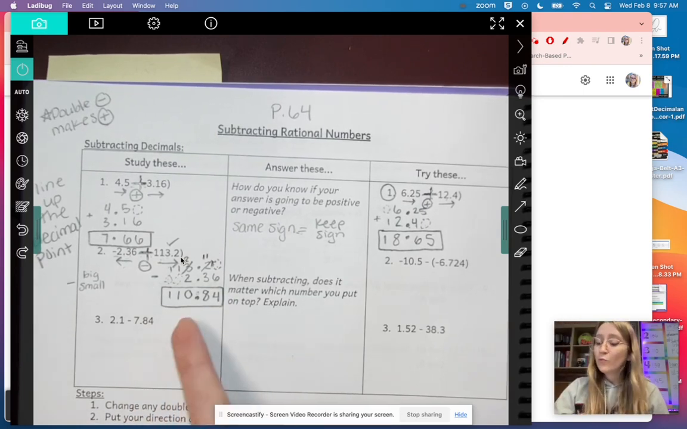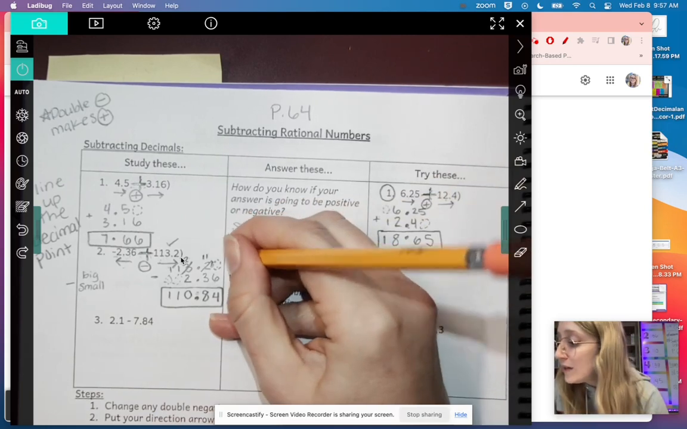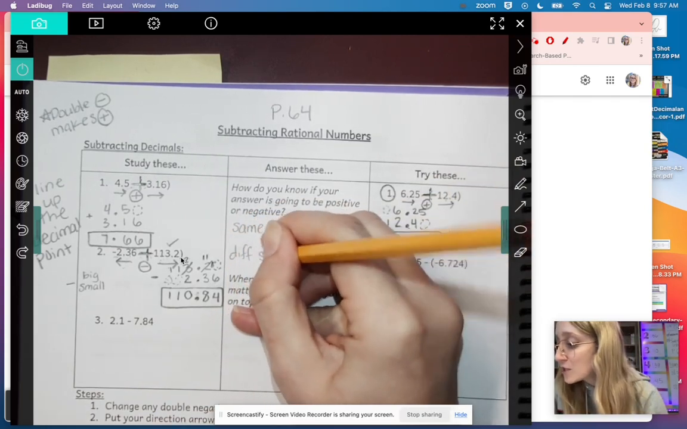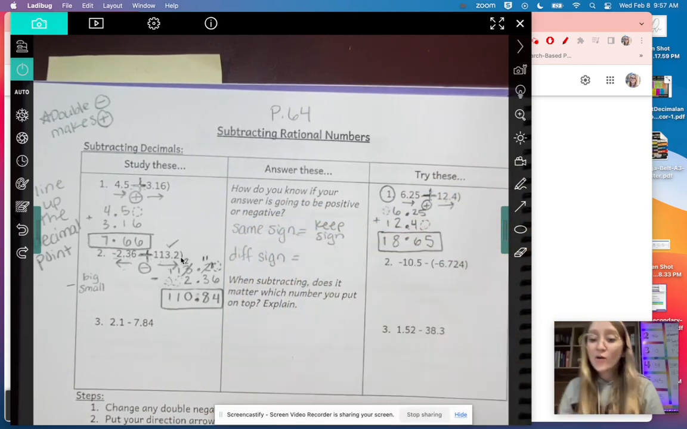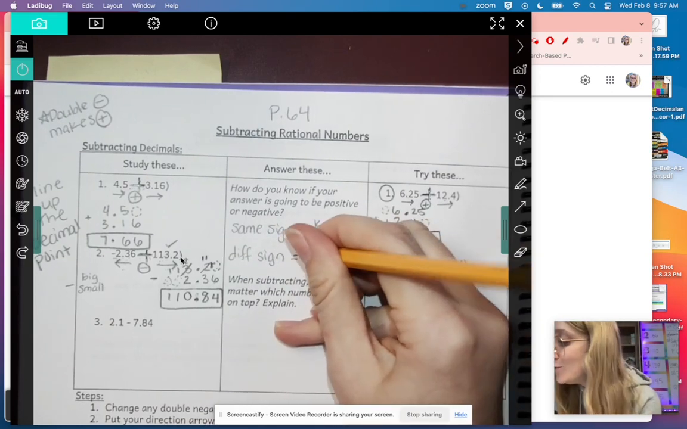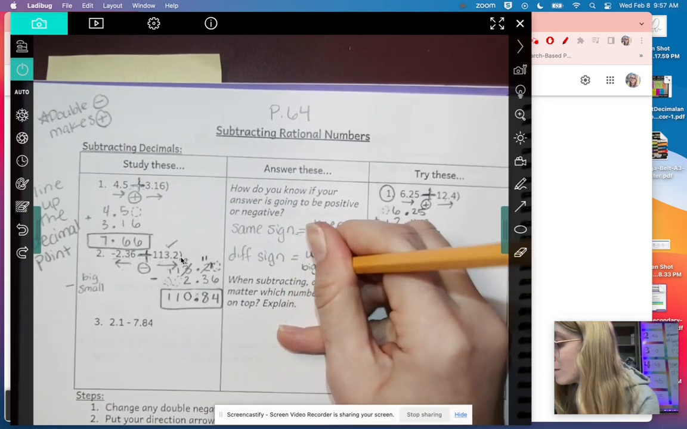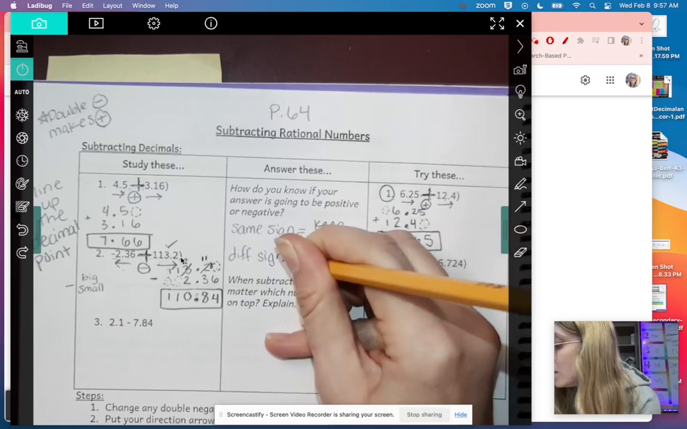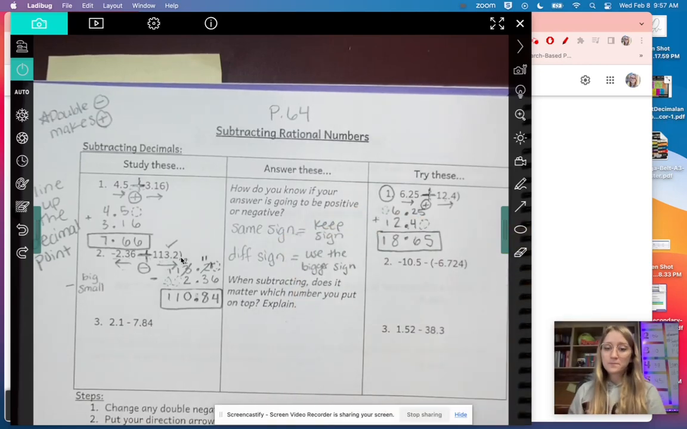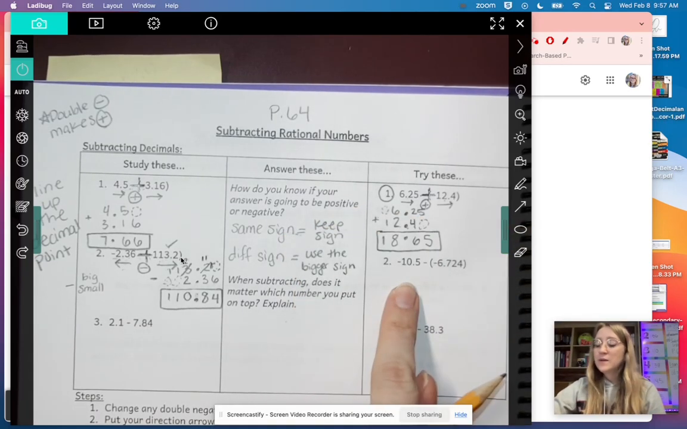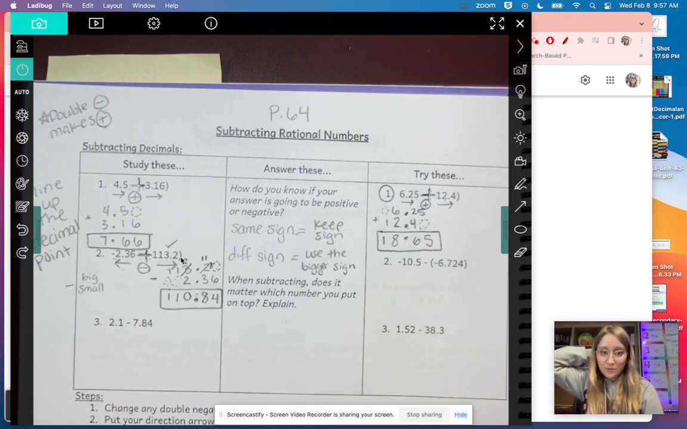Okay, so with that example, when we have different signs or different directions, how do you know if your answer is going to be positive or negative? Hopefully, what you've figured out is that you use the bigger sign. If I don't have enough space, use the bigger sign. Okay, go ahead and try number 2. It is very similar to the one we just did.